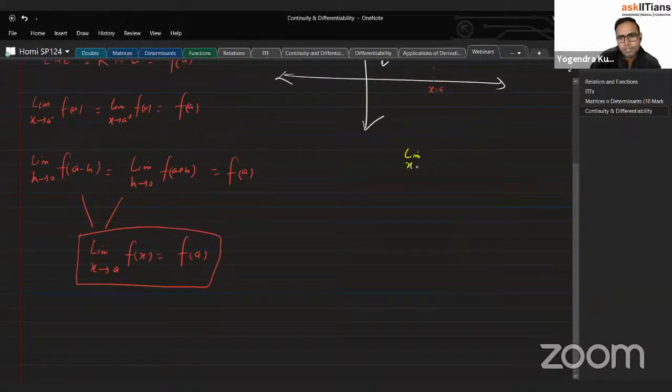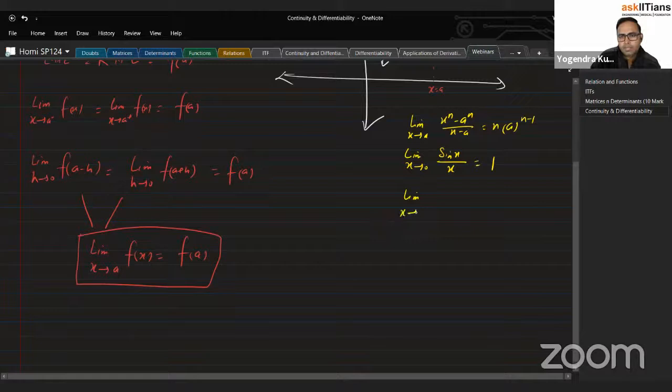Limit x tends to 0, sine of x by x is equal to 1. Before this, I should write down x tends to a, x power n minus a power n divided by x minus a is equal to what? n a raised to n minus 1. Limit x tends to 0, tan of x by x is also 1.